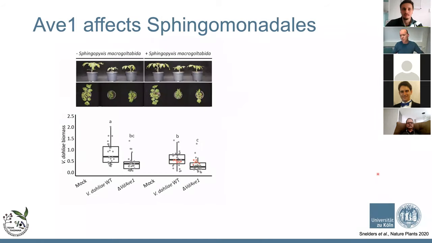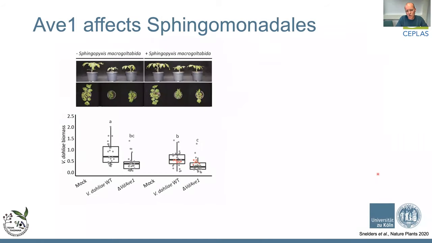So this is all nice, but of course this is in vitro. And so then we tried to set up experiments in planta in order to demonstrate a relevance for the expression of this AV1 effector protein. And so what we did is we coated seeds from tomato with, in this case, a representative of this Sphingomonas, in this case, Sphingopyxis. Then we planted these seeds, and in some cases we infected, in other cases we had a mock treatment. Basically, this is the whole panel of what we tested.